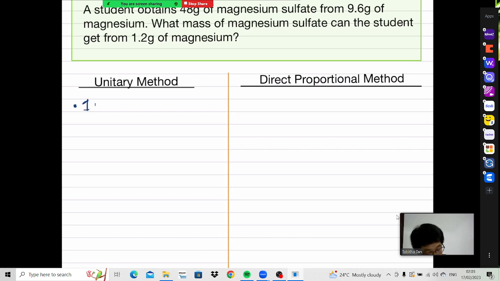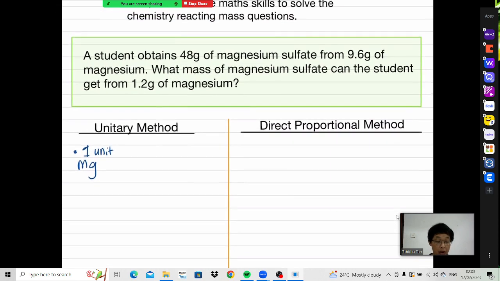Again, we want to find 1 unit. 1 unit of what? Now you want to check magnesium. So let's check 1 unit of magnesium. I'm going to save time by writing some symbols. So I'm going to put down the symbol for magnesium sulfate, which is MgSO4, and of course the symbol for magnesium is Mg, just to make sure we communicated well with the chemical symbols.